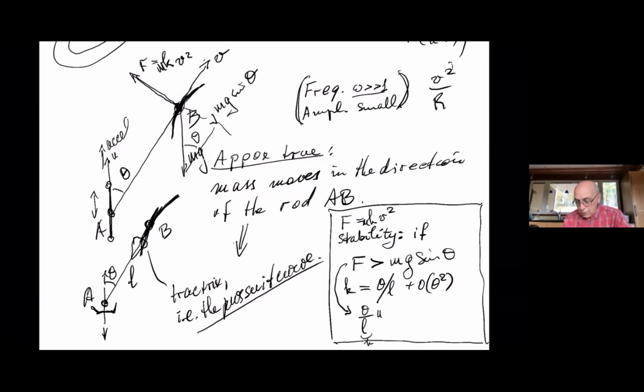For V, I write u squared. And that has to be greater than g theta, the mass having canceled. I replace sine with theta, theta cancels, and we're finished. So the criterion for stability is, okay, I'll just leave it the way it was: u squared over L is greater than g.